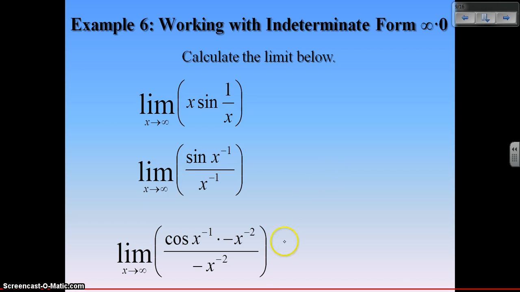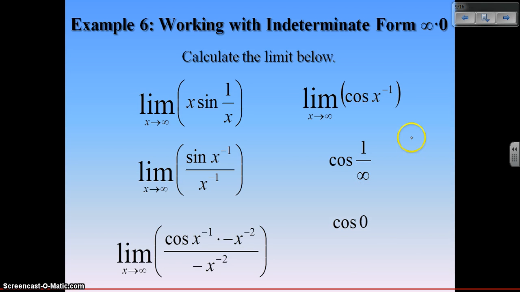So I apply L'Hopital's rule. The derivative of sine is cosine, but by the chain rule, we must also take the derivative of x to the negative 1. That's negative x to the negative second. And again, the derivative of x to the negative 1, same thing. Simplify. These can cancel, and I end up with this. Now I plug in my infinity, x to the negative 1, so that's 1 over infinity. 1 over infinity is 0, and cosine of 0 is 1. But the key was getting it into that 0 over 0 or infinity over infinity form.